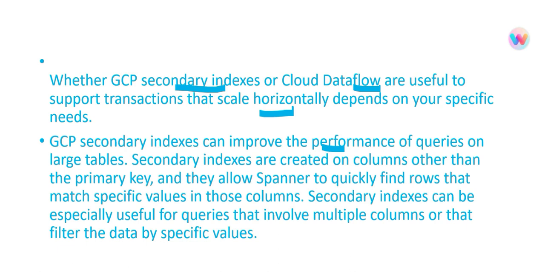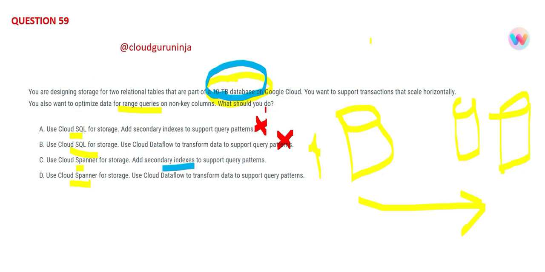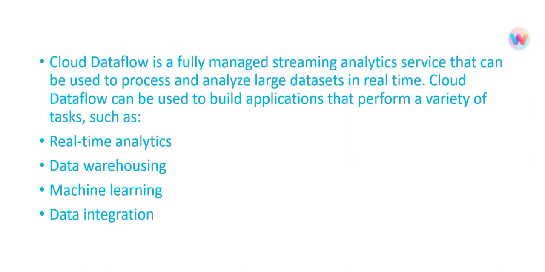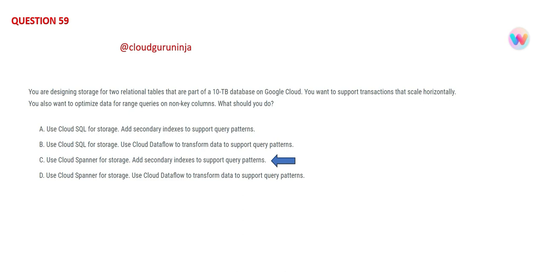So other than the primary key, you can create these. Does our question say anything about this? Yes, it is telling you to optimize data for range queries on non-key columns. Non-key means these are not primary keys. Now, what is Cloud Dataflow useful for? Cloud Dataflow is useful for streaming analytics, real-time analytics, machine learning, data integration. We don't have any of these use cases. So our answer would be secondary indexes. That is option C, where we use Cloud Spanner for storage and add secondary indexes to support the query patterns.